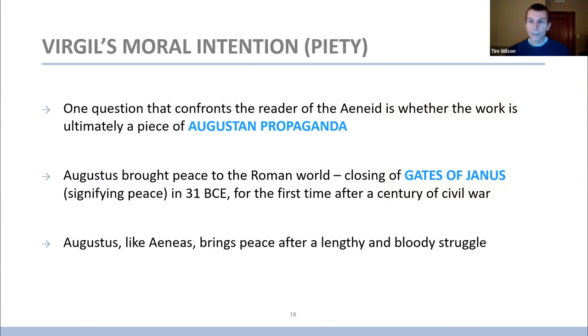Piety can sometimes have a sense of just performing, let's say, religious duties. In our modern sense, someone's pious if they revere God, whoever their religious higher power is. However, in Virgil's context, it had a broader meaning: performing one's duties to all of those to whom one had a duty.